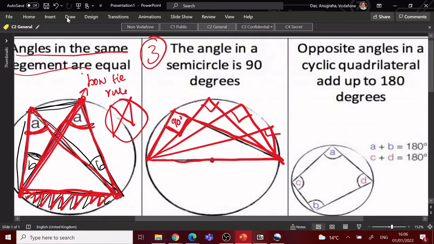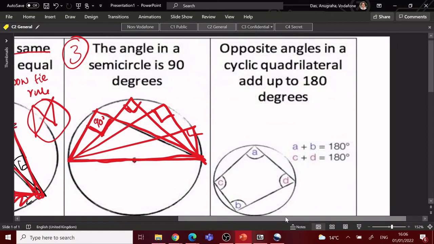As long as I have a side of a triangle that is the diameter of the circle, the angle here would always be 90 degrees. You can explain that rule as the angle in the semicircle is 90 degrees. It's pretty straightforward. You can easily spot it if you can see that one of the sides is the diameter. That's it for this rule.